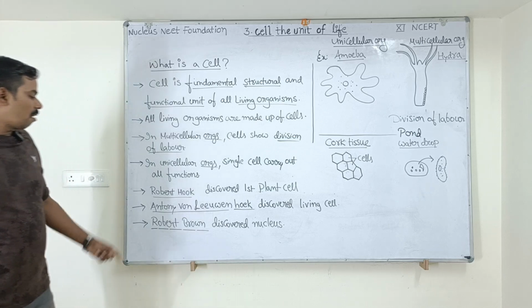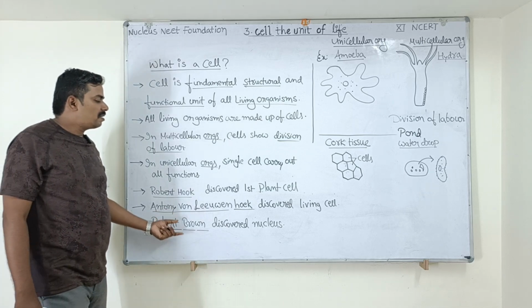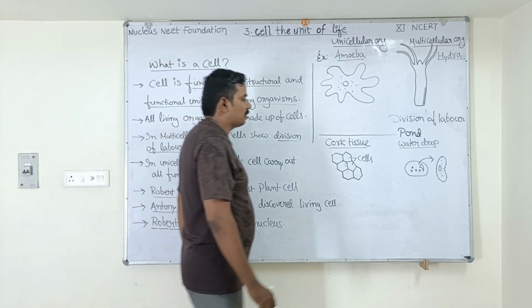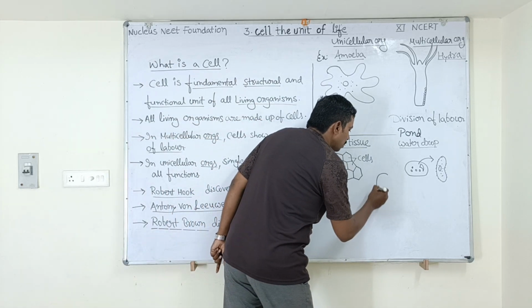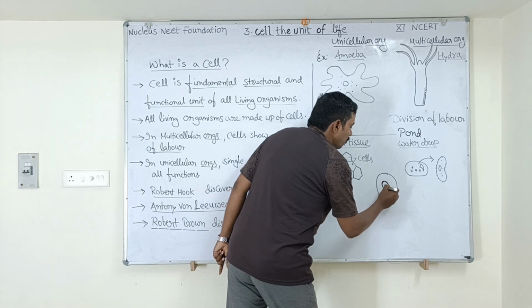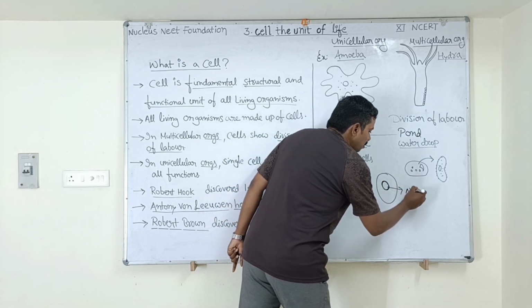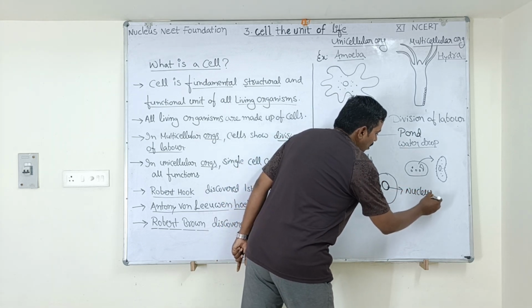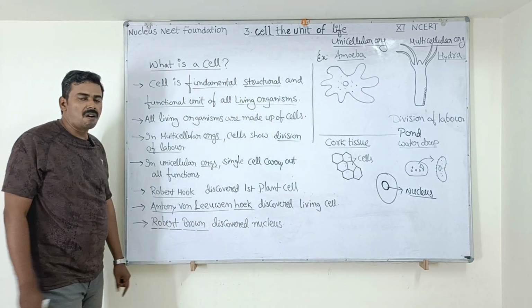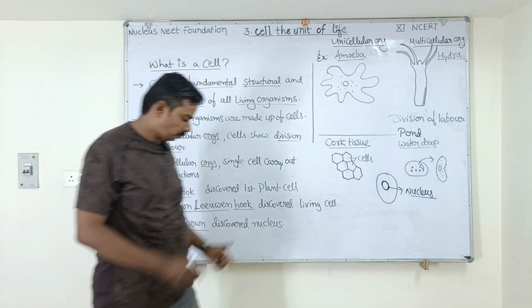After that, Robert Brown, another scientist, discovered a cell organelle inside the cell, which is called the nucleus. So whatever the structure, the cell organelle called the nucleus, which exists inside the cell, was first discovered by a scientist called Robert Brown.